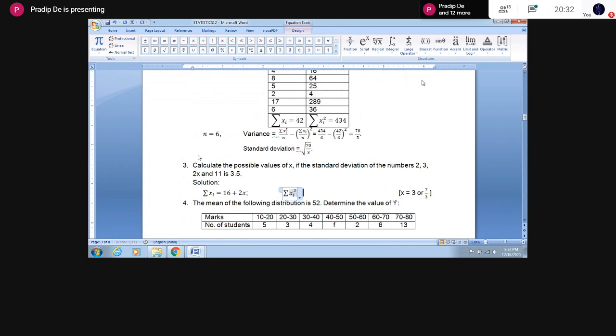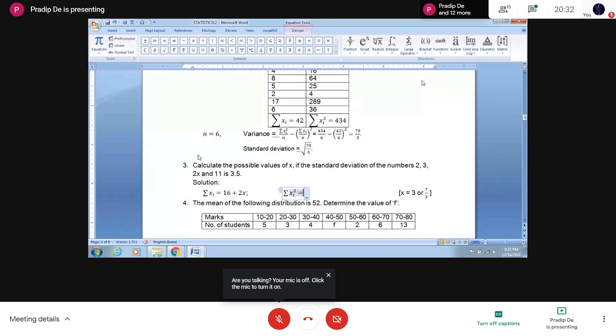Now you do it. So 4x squared plus 64x plus 256. Now get the answer. Substitute the values with the formula and get the answer.